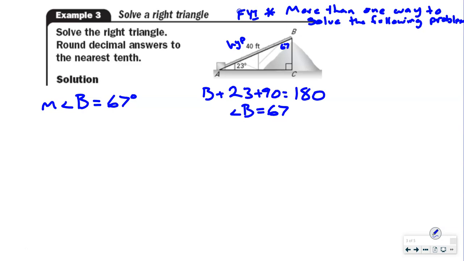So let's find AC. I'm going to call AC X for this. So looking at angle 23, X is the adjacent side. So I know the hypotenuse is 40, and then I have X for my adjacent side. Adjacent and hypotenuse is cosine. We'll use cosine for that. So cosine 23 equals X, which is my adjacent side, over 40, which is my hypotenuse. Remember, cosine's adjacent over hypotenuse. And then we want to get X by itself, so I'll multiply by 40 on both sides.